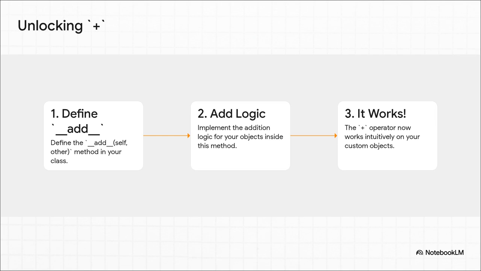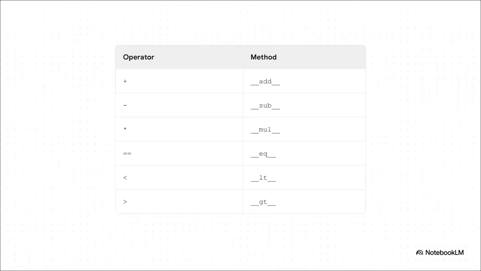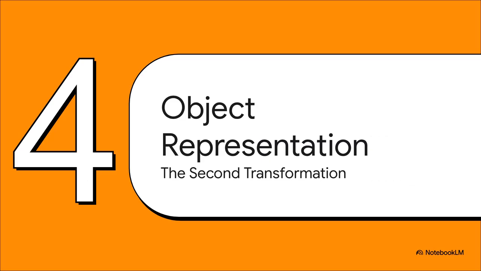The solution is actually beautiful in its simplicity. You just implement the __add__ dunder method. Inside that method, you get to define exactly what addition means for your objects. You write the logic, and suddenly the plus operator is unlocked. It just works. And this just illustrates the pattern so well. Almost every single operator you can think of in Python has a matching dunder method that you can implement. You want to subtract? That's __sub__. Multiply? __mul__. You want to check if two of your objects are equal? There's a dunder for that, __eq__. It's incredibly consistent.